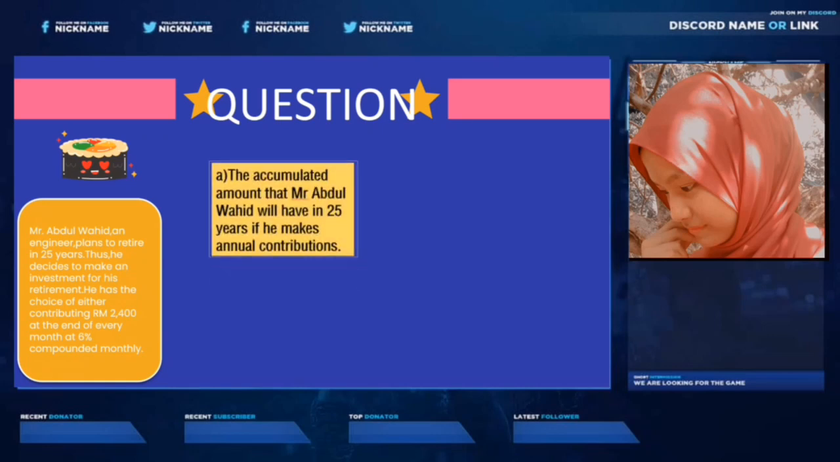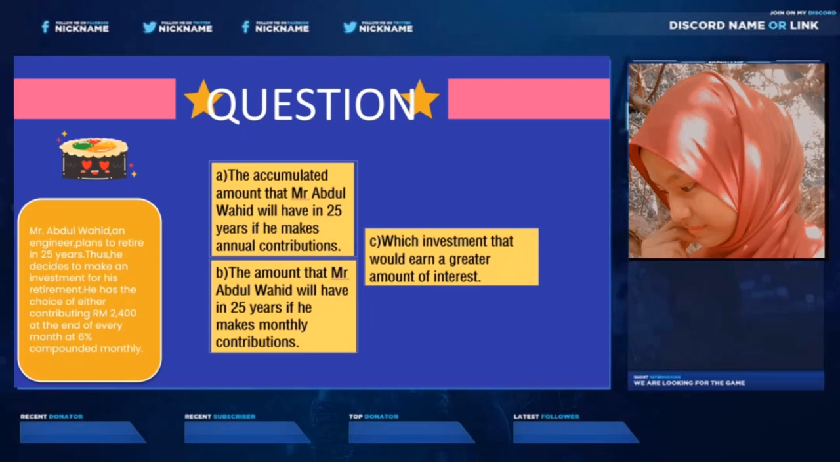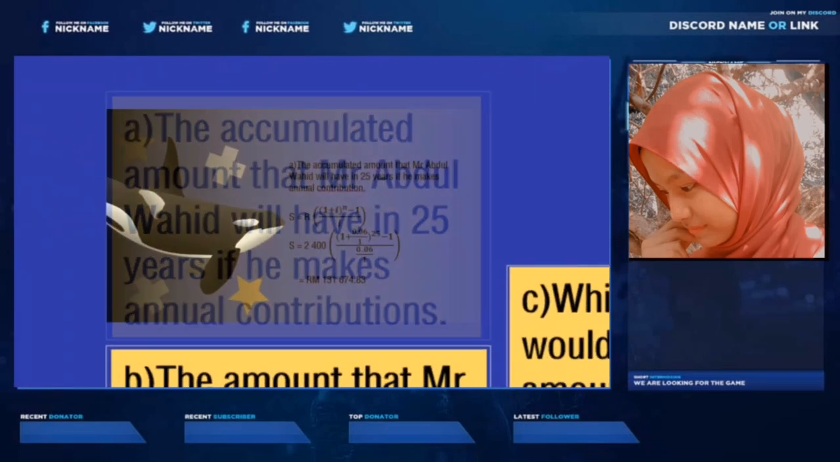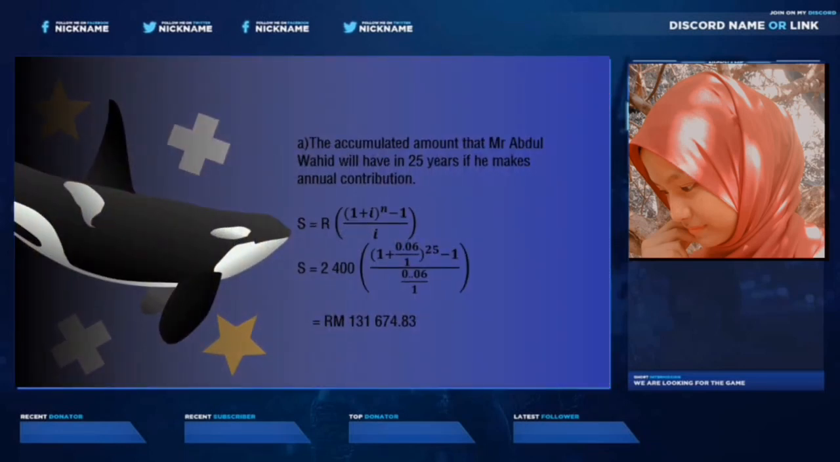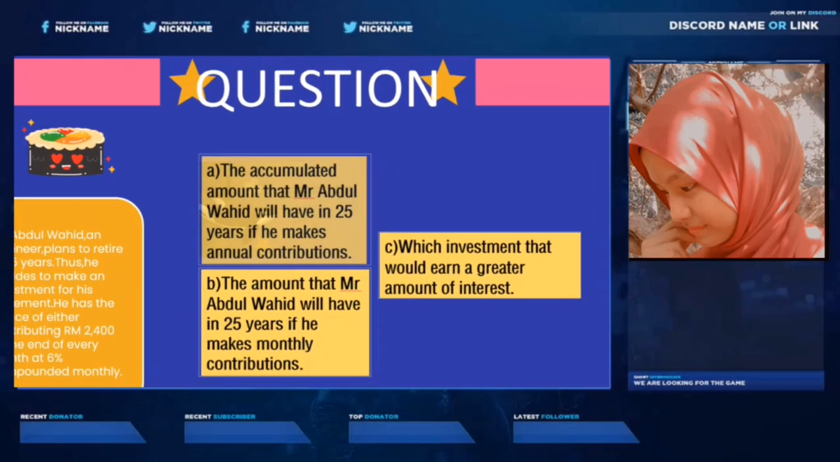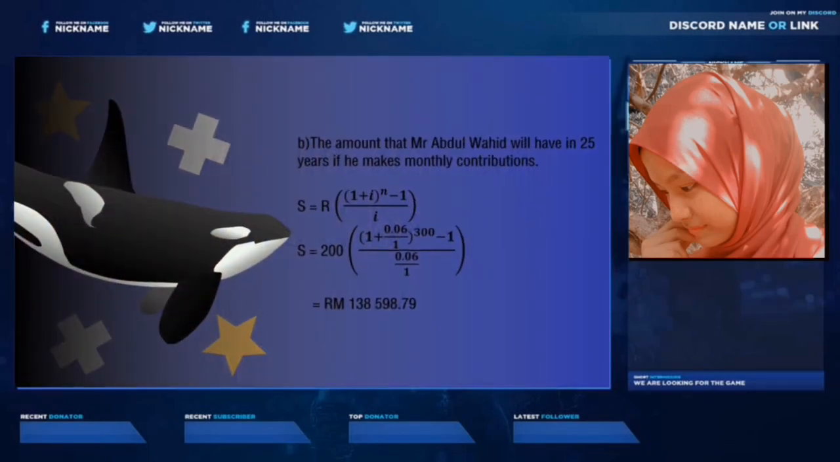So, this question asks us to determine the accumulated amount that Mr. Abdul Wahid will have in 25 years if he makes annual contributions. We will use a formula of future value in annuity. The formula is as shown in the slide. The answer that we will get is 131,474 ringgit 83 cents.